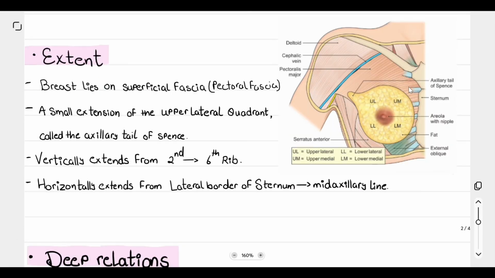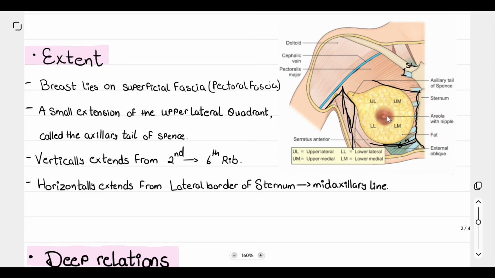Vertically, the breast extends from the second to the sixth rib. This is our first rib and this is our sixth rib. So vertically it extends from the second rib to the sixth rib, and horizontally it extends from the lateral border of the sternum. This is our sternum bone. It extends from the lateral border of the sternum to the mid-axillary line. This is our axilla. Up till here, more or less, the breast extends between these two corners.